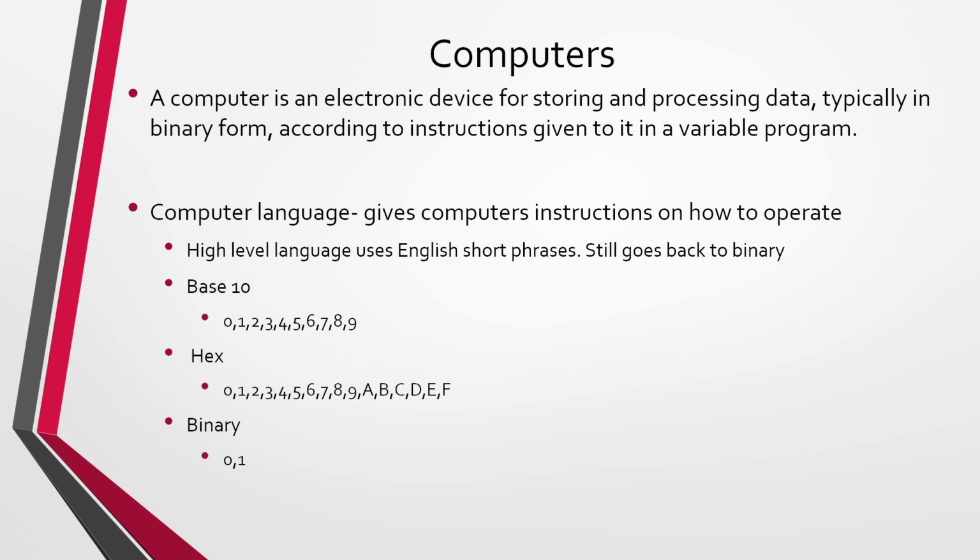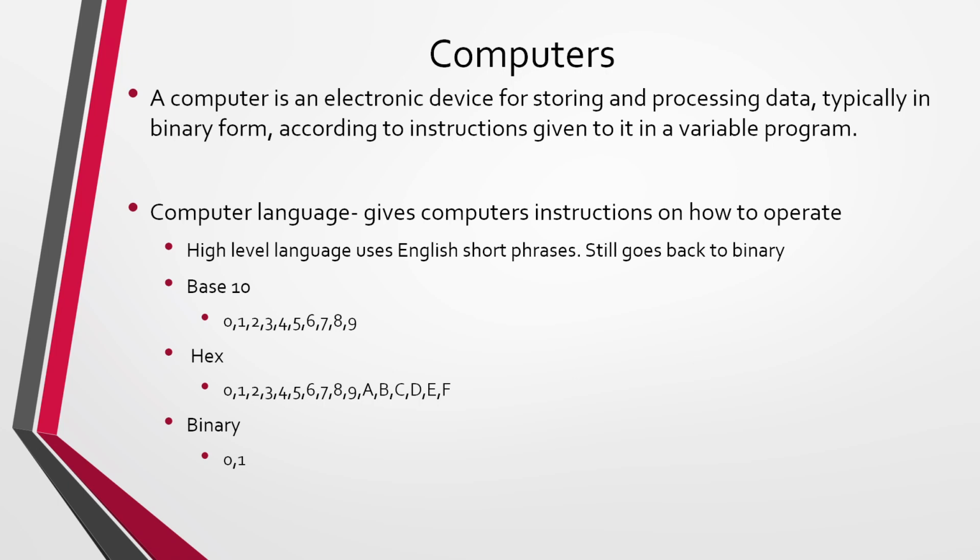Computer language gives computer instructions on how to operate. The high level language, as we talked about, uses short English phrases, but everything to the computer still goes back to binary. And we'll talk about different systems of counting here.